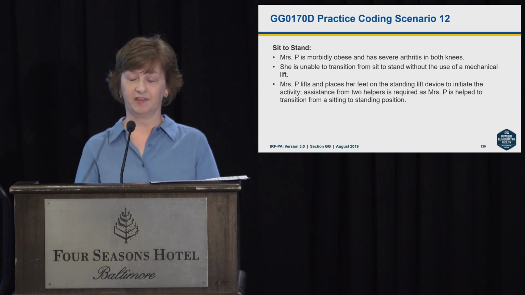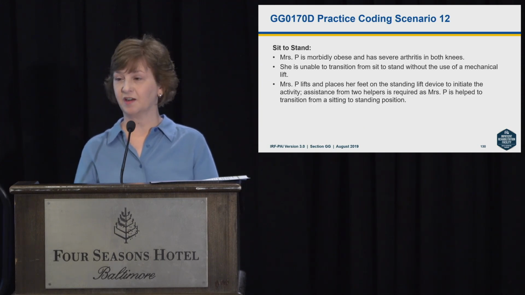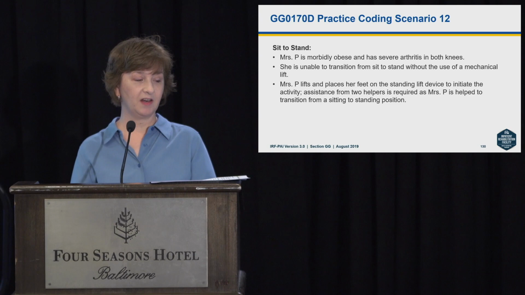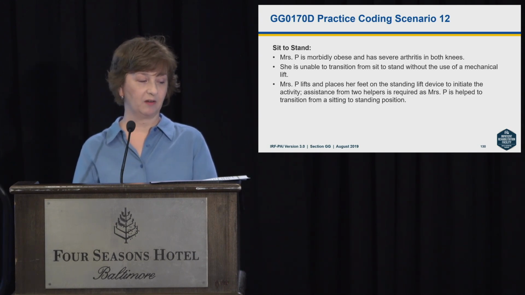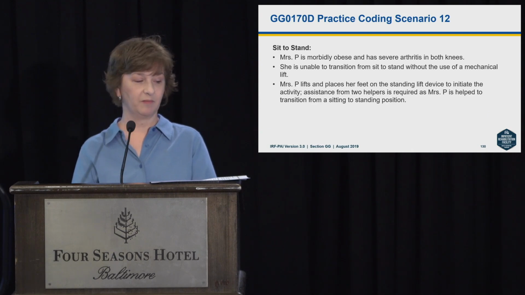So we have scenario 12 here, where Ms. P is morbidly obese and has severe arthritis in both knees. She is unable to transition from sit to stand without the use of a mechanical lift. Ms. P lifts and places her feet on the standing lift device to initiate the activity. Assistance from 2 helpers is required as Ms. P is helped to transition from a sitting to a standing position.